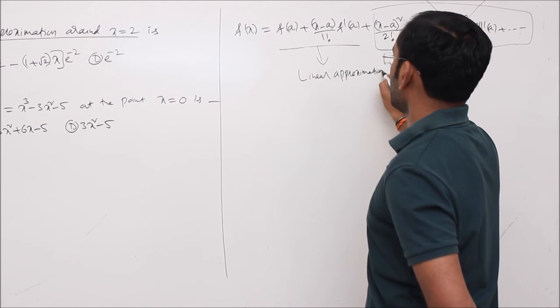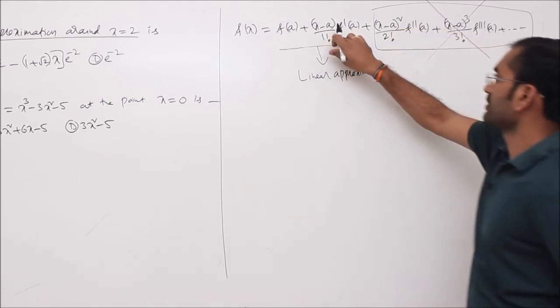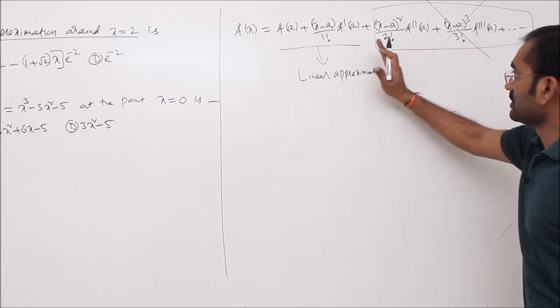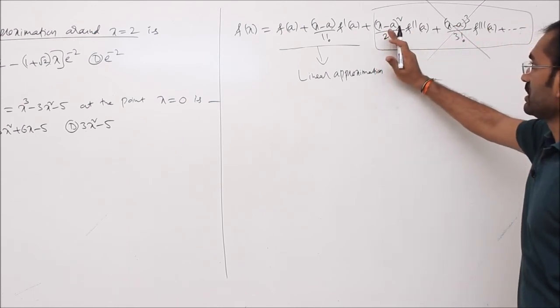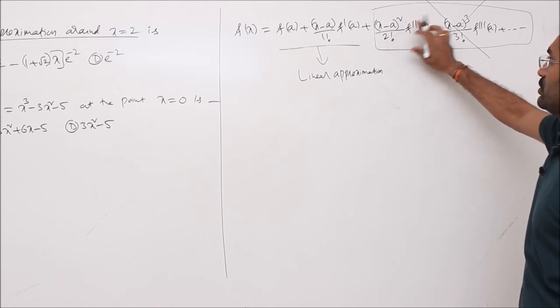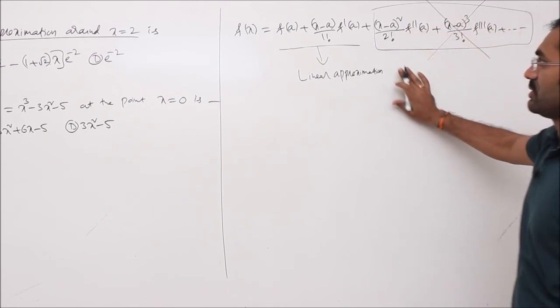Taking up to only the linear term. X minus a is a linear term. So what is the degree here? Degree of x is 2, 3, and so on, so we neglect all those higher powers of x, that is, starting from 2, 3 and so on. So we take up to only the linear term.